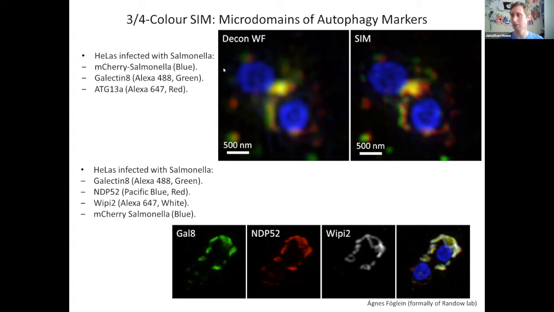And what you can see in this top image, the green and the red signals overlap quite heavily, so you see a lot of yellow, whereas in the SIM image, there's a lot less yellow, and you can start to resolve these different targets from one another, and they seem to go to different microdomains. And the bottom image is just a 4-color example of this, just to demonstrate that that's possible.